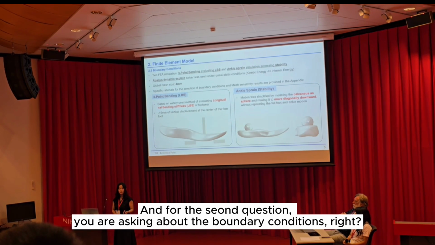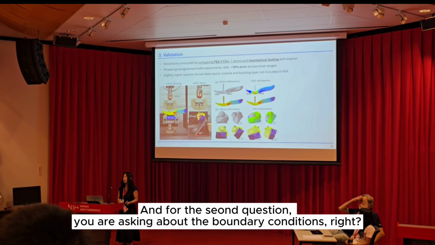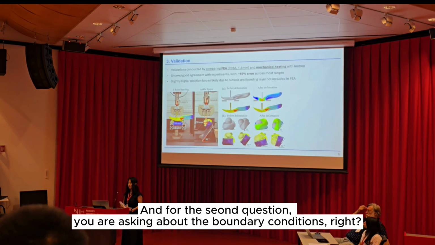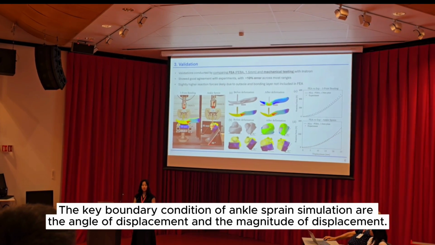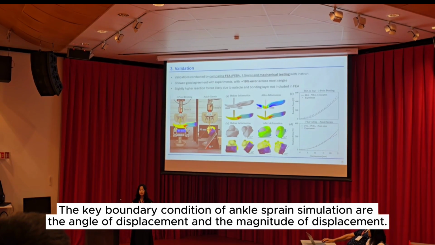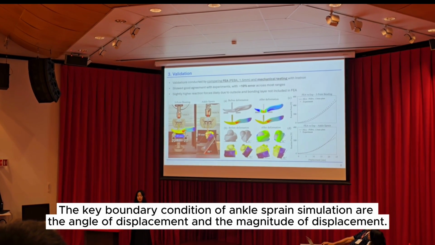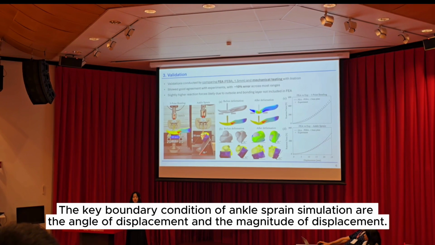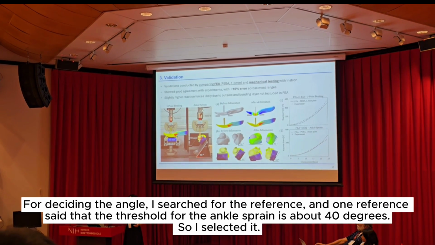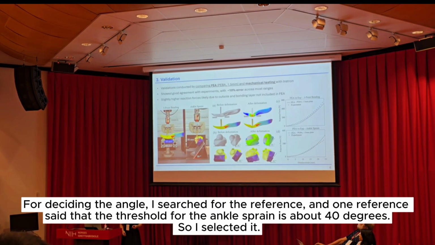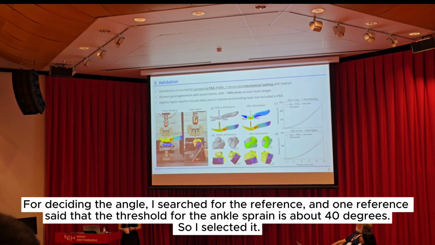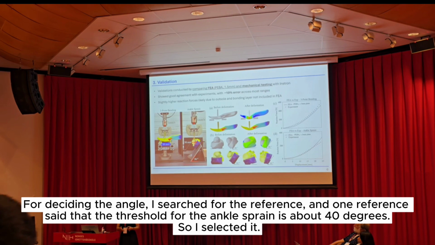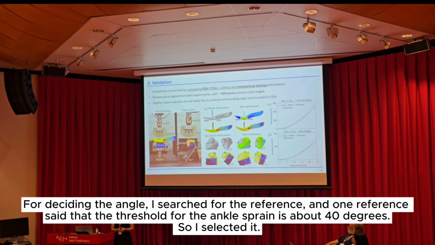And for the second one, you are asking about the boundary conditions, right? Yeah. The key boundary conditions of the ankle sprain simulation are the angle of the displacement and the magnitude of the displacement. For deciding the angle, I searched for references, and one reference says that the threshold of the ankle sprain is about 40 degrees, so I selected it.